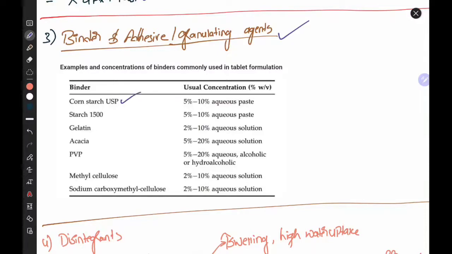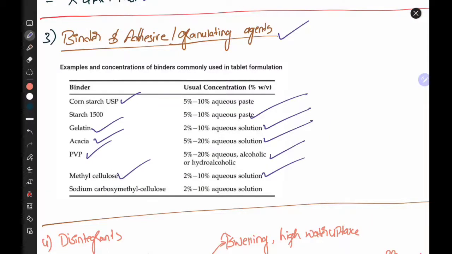These are some examples of binders used in tablet formulation and their concentrations. One is cornstarch, we use a 5 to 10% aqueous paste, then starch 1500, again 5 to 10% aqueous paste, gelatin 2 to 10% aqueous solution, acacia aqueous solution 5 to 20%, polyvinyl pyrrolidone 5 to 20%, which may be aqueous or alcoholic or hydroalcoholic. Methyl cellulose 2 to 10% aqueous solution, and sodium carboxymethyl cellulose 2 to 10% aqueous solution.